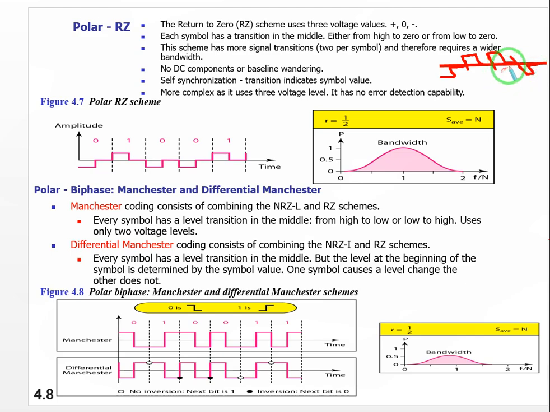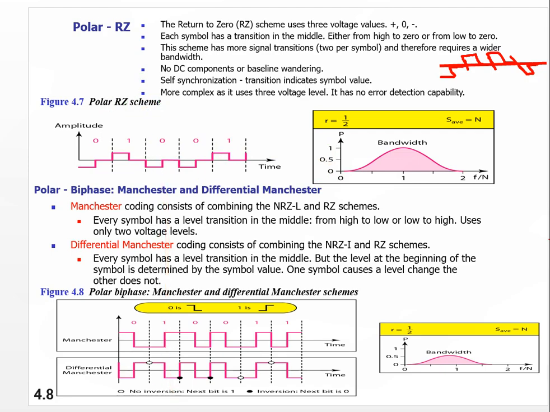According to this concept, look at the example: 0, 1, 0, 0, 1. For a 0, it will start, then transition in the middle. Then we have a 1, for which we have the higher value; it transitions in the middle and ends. Then we have a 0, so again a transition in the middle. Then another 0 comes down, then transitions. Then we have 1. Just keep in mind that we have a transition in the middle of a bit. It's simple, but a bit complex to draw. This was about polar return-to-zero.